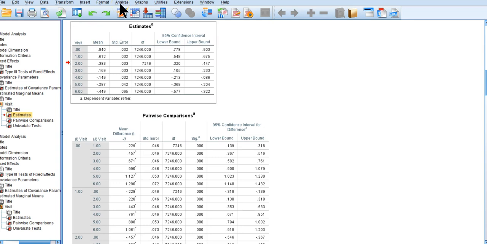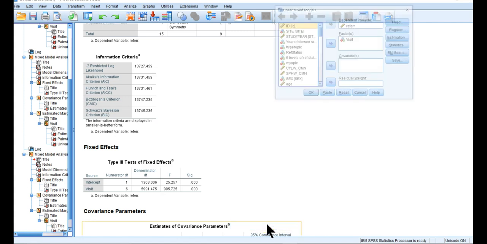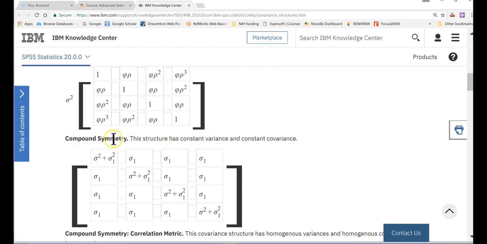All right, let's look at another one. Let's try compound symmetry. And let's see what that's all about. So here we have compound symmetry. And you can notice that there is this overall sigma squared plus this little additional sigma squared, which is used to represent the correlation between the covariances.